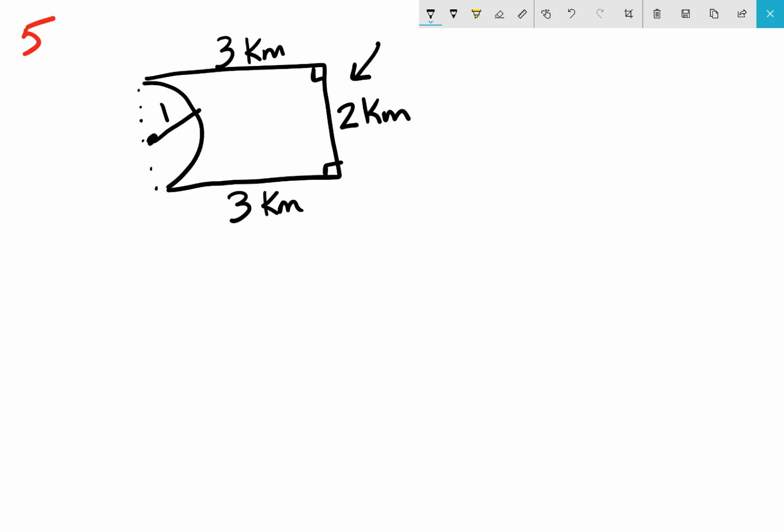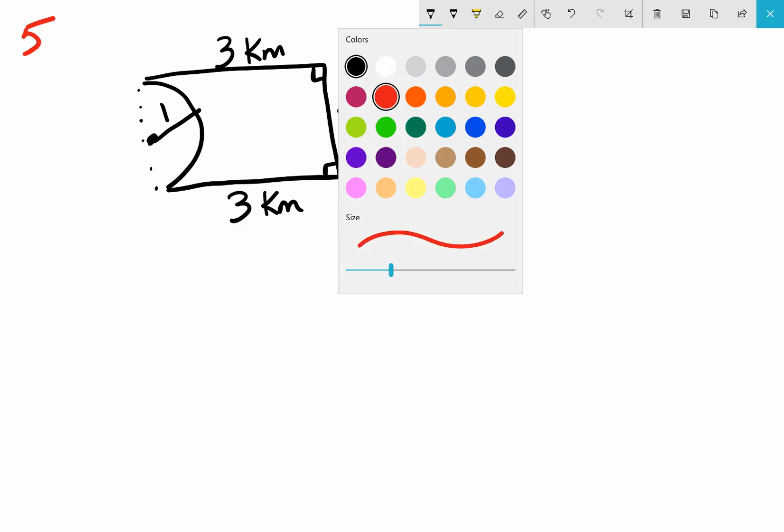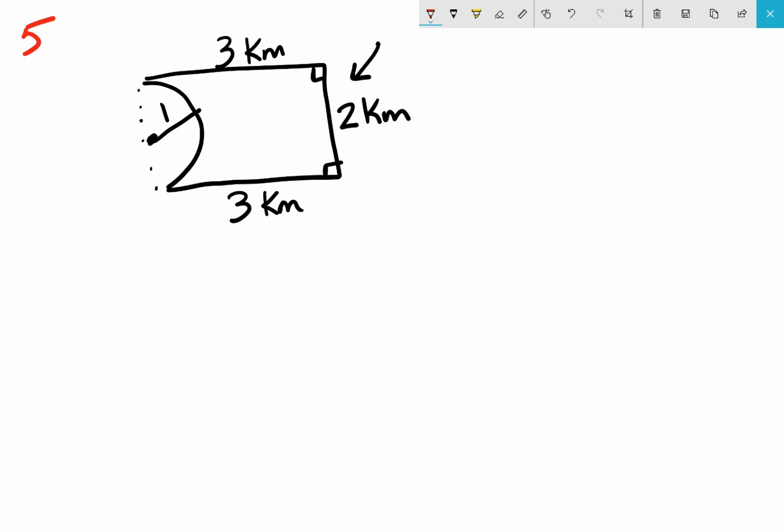All right, so to find the perimeter of this shape, you're going to add up all the sides that are on the outside of the shape. It's how far you would have to walk if you walked all the way around this shape. That's perimeter.